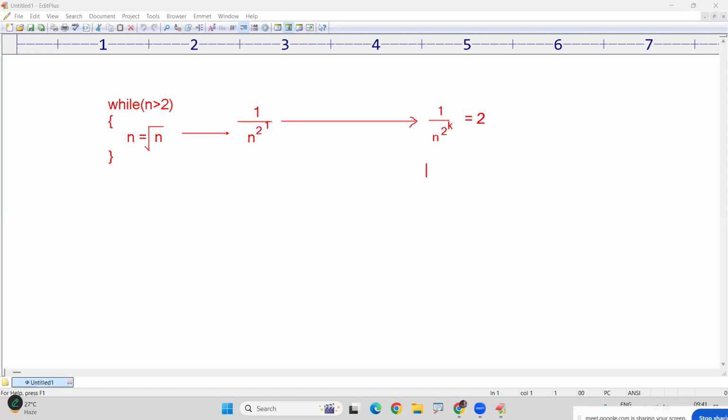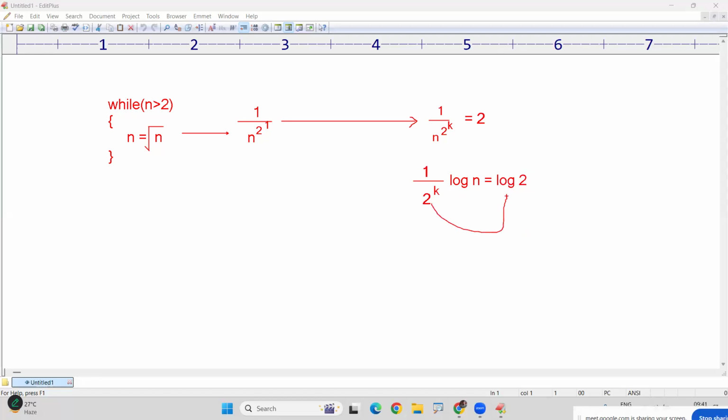Easy. So here it is just 1 by 2 power k. And anyway, we are applying that log. It's a log n. Right side is also, we are applying that log, because both sides we need to apply. Log 2 base 2 value becomes 1.